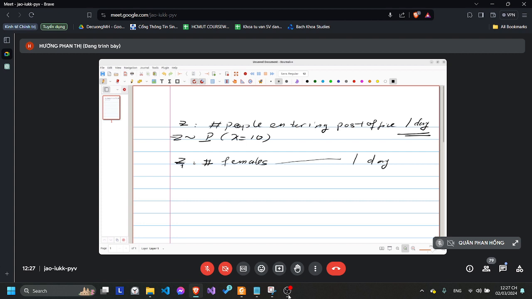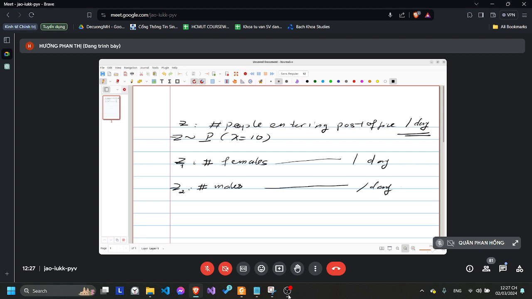The unit will still be per day. And then group 2, Z2, will be the number of males entering this post office per day. So you see that here, each person entering the post office, we classify them as belonging to only group 1 or group 2, males or females. Hence, here we have 2 groups.